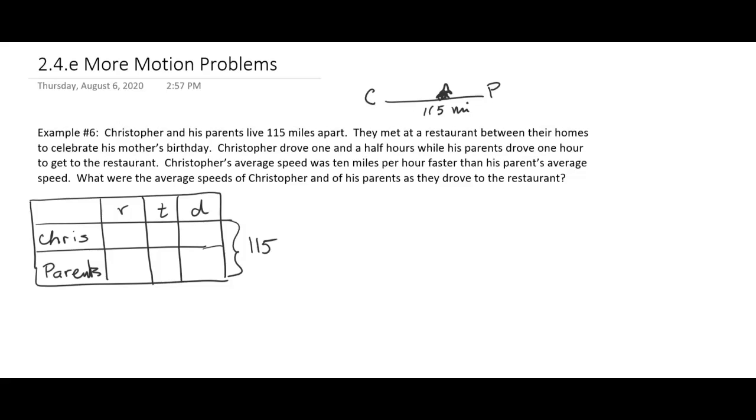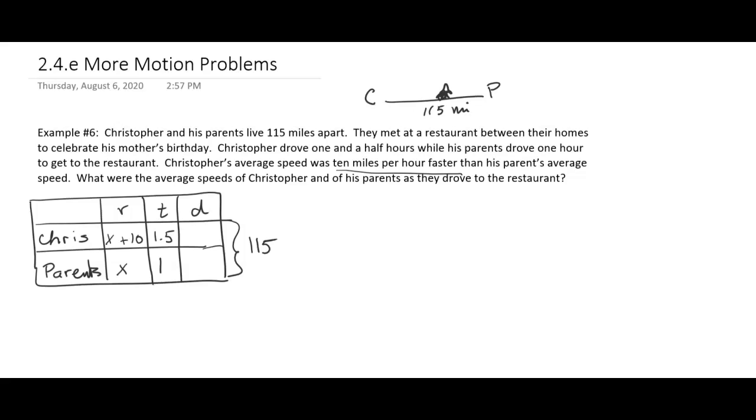Okay, Christopher drove 1.5 hours. Now I'm going to go ahead and use a decimal, so 1.5 hours that Christopher's driving. And the parents drove 1 hour, so 1 hour for the parents driving. Christopher's average speed was 10 miles an hour faster than his parents' average speed. So let's call the parents' average speed x, and then Christopher's going 10 miles an hour faster. Okay, so that's the rates and the times. And then if you multiply, then the question, what were the average speeds of Christopher and his parents as they drove to the restaurant? So we're trying to figure out what x is.